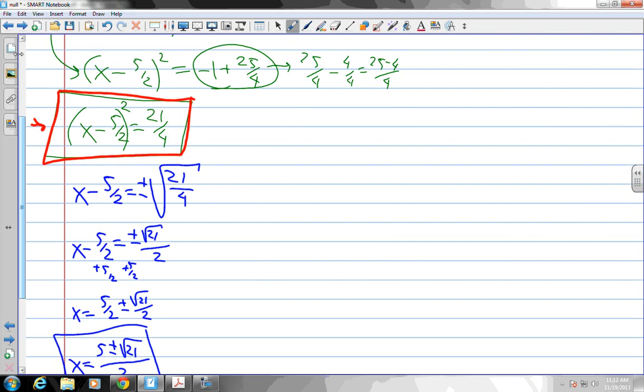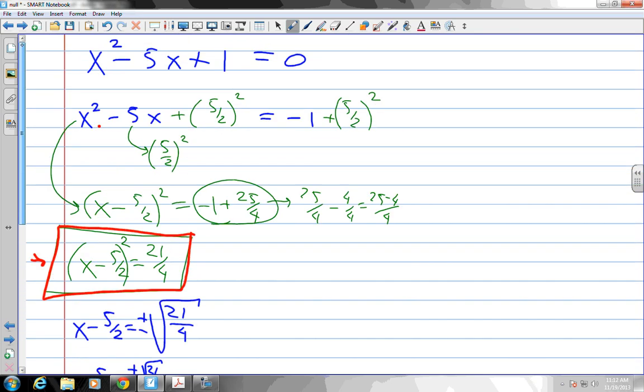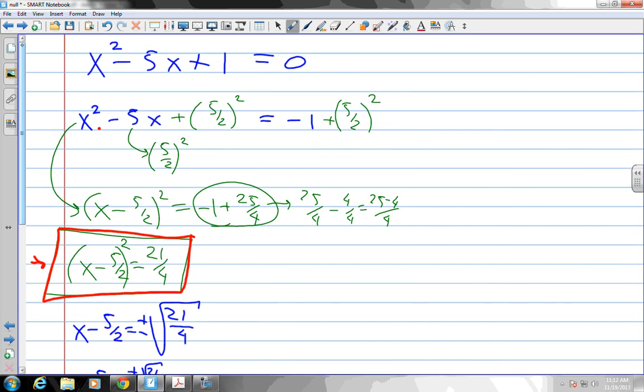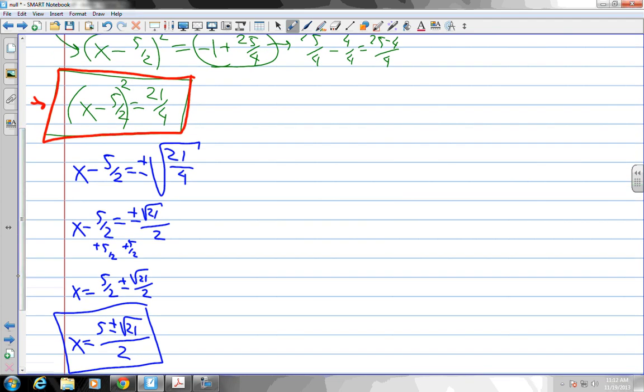Okay, so again, what did we do? We looked at the problem, got rid of the constant, halved the middle, squared it, and added it to both sides, so you got yourself a perfect square on the left, automatically. That's why we're adding this ugly number, so it comes out like that. The right side we had to combine into a single number, which got us 21 over 4, and then you take the square root of both sides, plus or minus, and then solve for x.